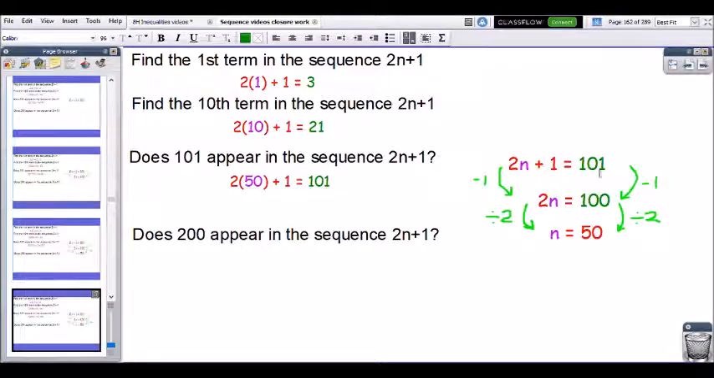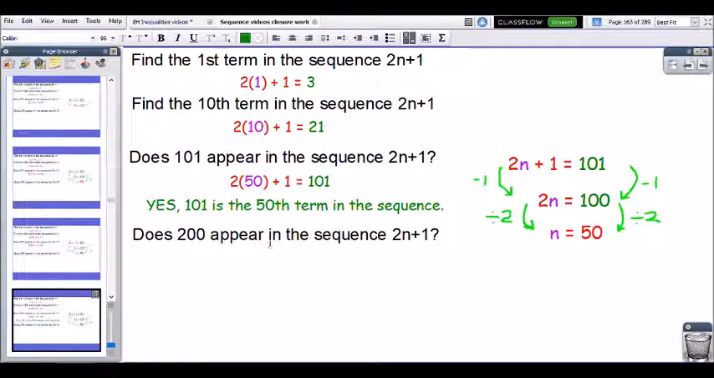Because I've solved this equation and I've got a nice whole number, that means 101 is in my sequence, and I've checked it. 2 lots of 50 add 1 gives me 101, so I can say yes, 101 is in my sequence, and in fact it's the 50th term in that sequence, because when n is 50, my rule gives me 101. Let's try the last one together as well.